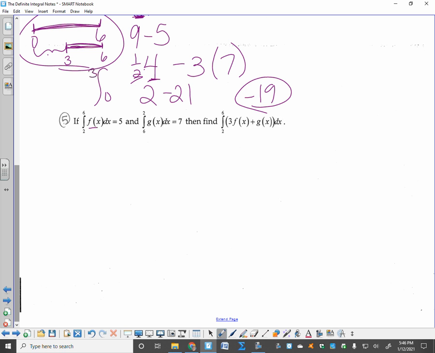Okay, this is F and this is G, and this is from 2 to 6. This is 6 to 2, so it's backwards. So 2 to 6 would be -7. All right, I want 2 to 6 of 3f of x, so 15, plus g of x from 2 to 6, and that would be a -7. That's an 8. Nice. Take time and read what you have first before you dive into these.